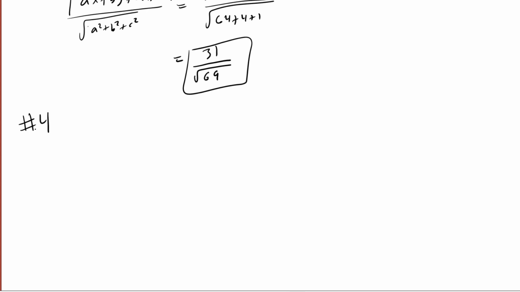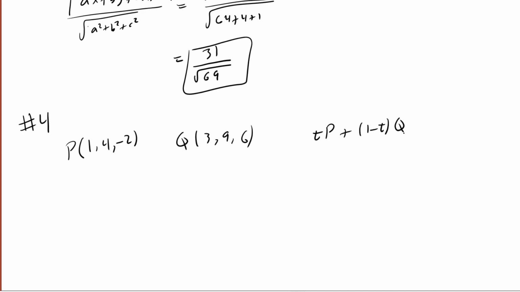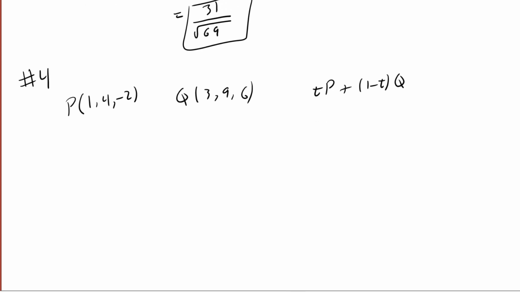Number 4. Find a vector-valued function that traces out the directed line segment from P, which is (1, 4, -2), to Q, which is (3, 9, 6). Okay, so the really quick way to do this would be t times P plus (1 minus t) times Q. And this would work very quickly and you can do that. I'm going to show you the way if you just didn't think about that, how would we find this?